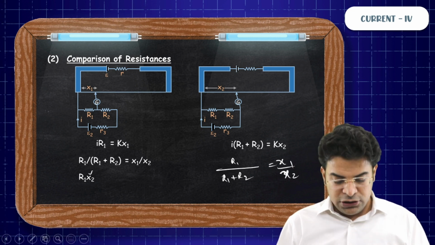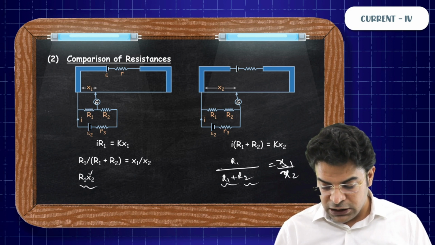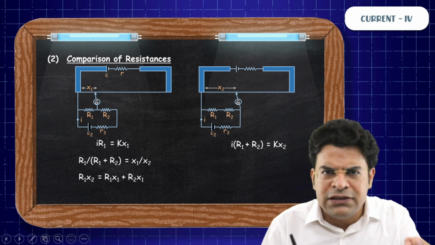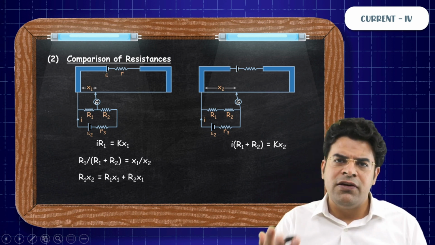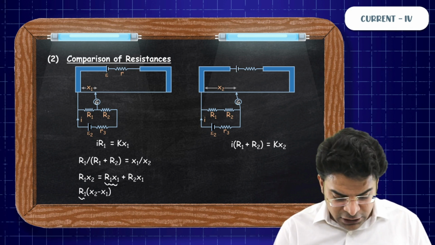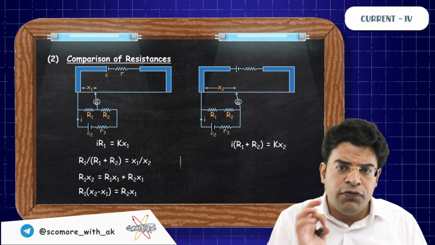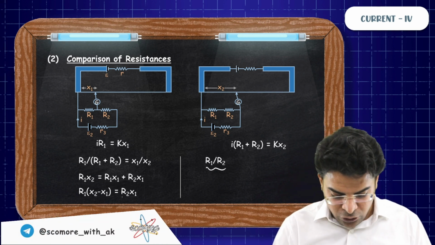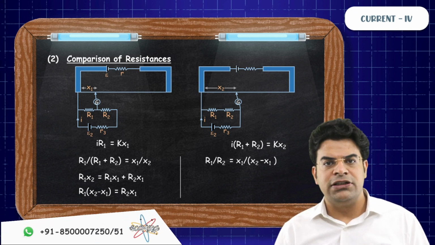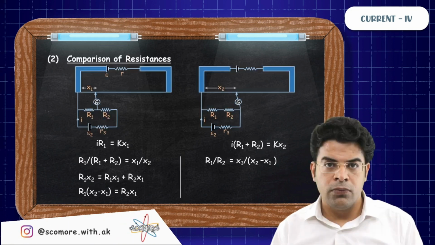Cross multiply, so you will get R1 into x2 equals R1 into x1 plus R2 into x1. Now we will bring the terms of R1 on one side and R2 on the other side. Bringing the R1 term to the left hand side, we get R1 times (x2 minus x1) equals R2 x1. So the ratio of resistances R1 by R2, bring this R2 down, has to be equal to x1 upon (x2 minus x1). And this is how you can find the ratio of the two resistances.